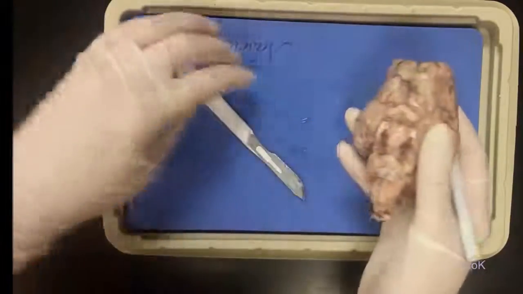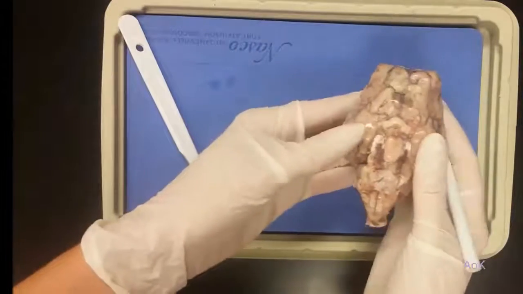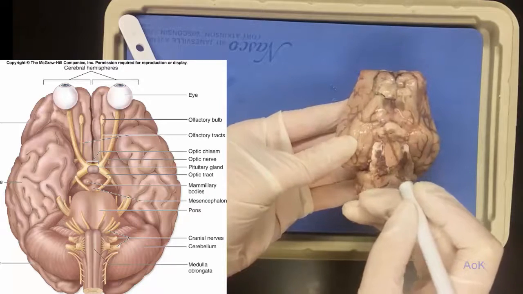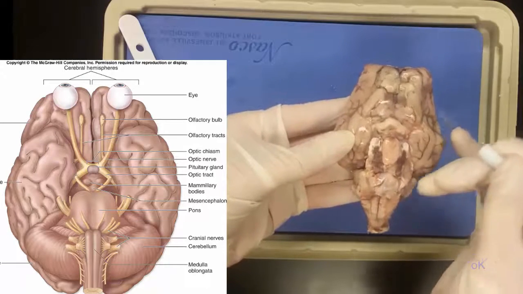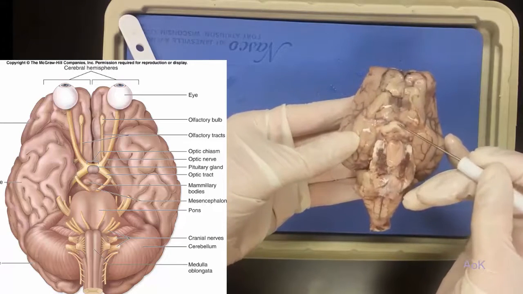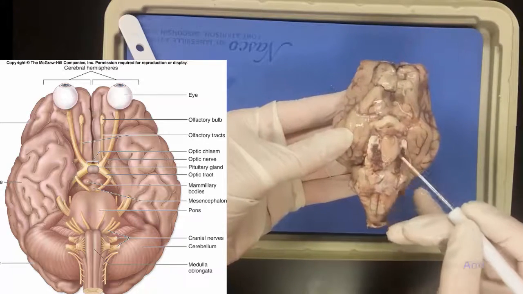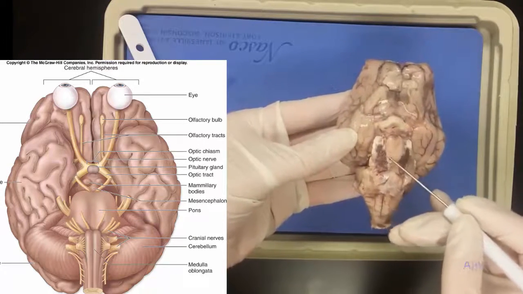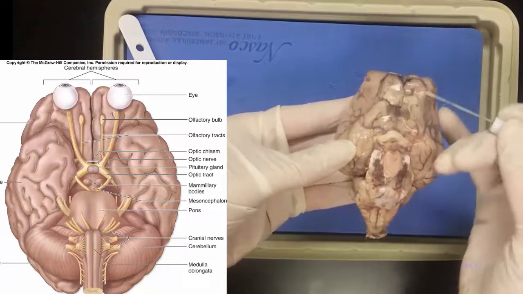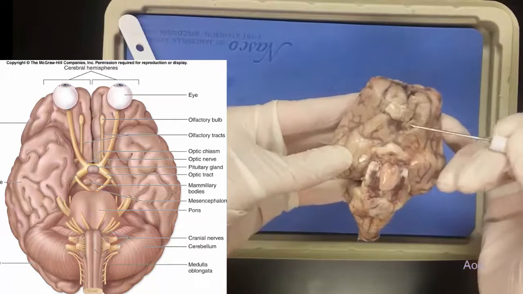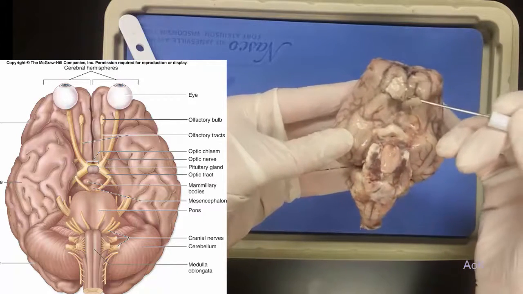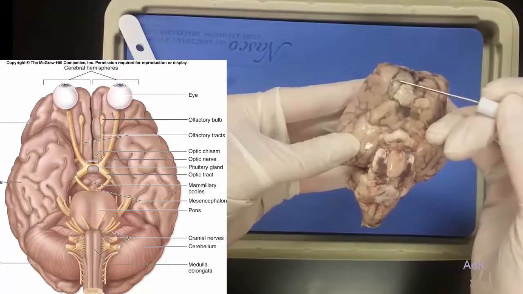If you turn the brain to the ventral side, you can see the part that has the optic chiasm. So the optic nerve has already been removed, it's been cut off. Directly behind the optic chiasm, you can see this structure, which is the pituitary gland. In the front part of the brain, you can see 2 flaps right here, which are the olfactory bulbs.